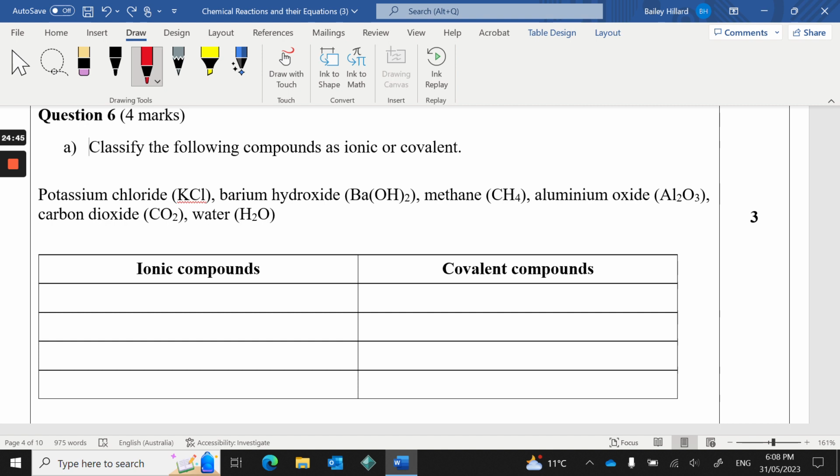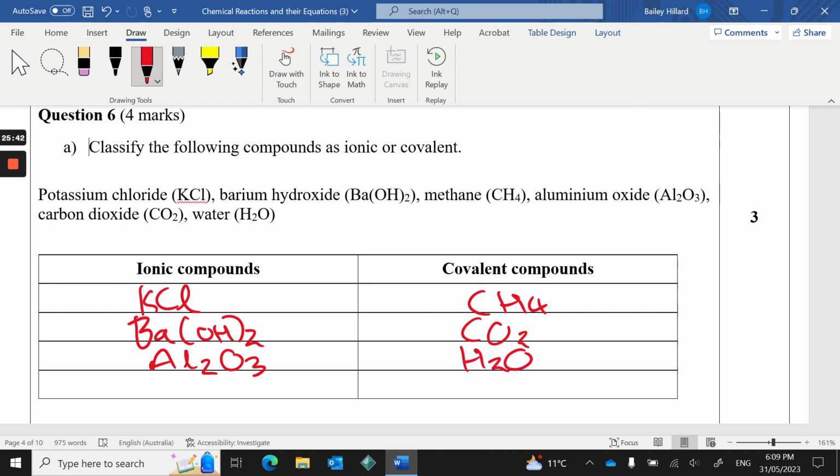So potassium chloride. Potassium is a metal. Chloride is not. So we've got KCl. Barium is a metal. Hydroxide is not. So again, methane, carbon is not a metal. Hydrogen is not a metal. So that would be covalent. Aluminium oxide. Aluminium is a metal. Oxygen isn't. So Al2O3. Carbon dioxide is carbon is not a metal. Oxygen is not a metal. Okay, and water H2O, hydrogen is not a metal. Hydrogen is not a metal, and oxygen is not a metal either. So that's what we're looking at there.